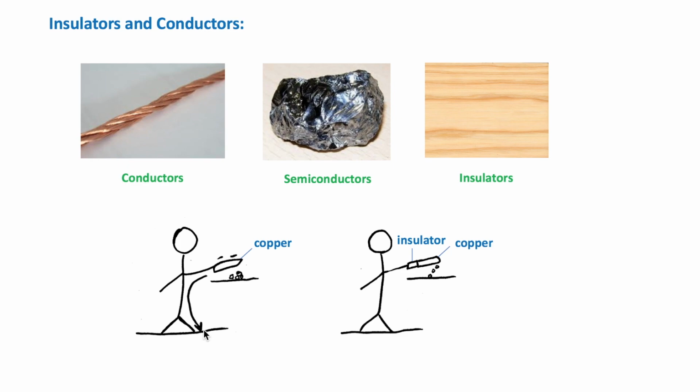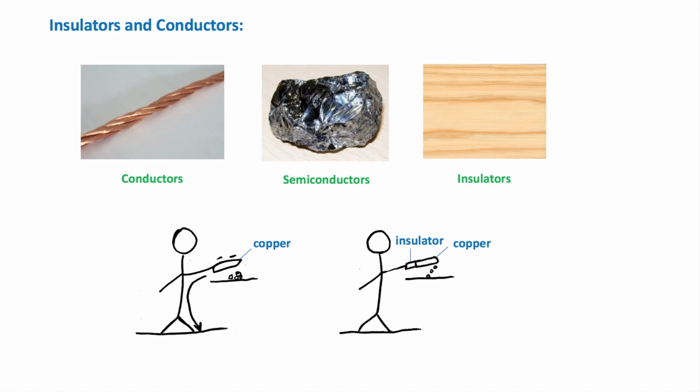and then through your body, because your body is also an electric conductor, and finally to the earth. Okay. But if you hold the copper rod with an insulating material and then rub it with fur, the rod will remain charged, okay, and it will attract pieces of paper.